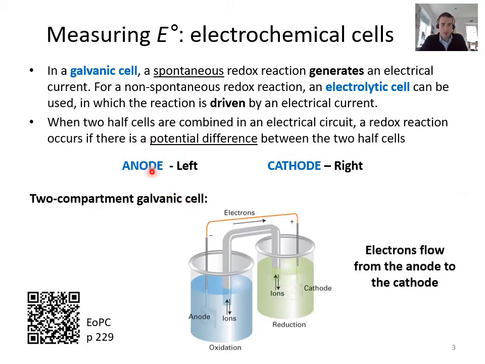Okay, so here we have a typical two-compartment galvanic cell. We've got the anode on the left, the cathode on the right, and you can see here that we've got the opportunity for current to flow. And then you have this, which is called a salt bridge, whereby ions can flow. Key point: electrons will flow from the anode to the cathode. That makes sense, doesn't it? Because electrons flow from the negatively charged anode to the positively charged cathode.